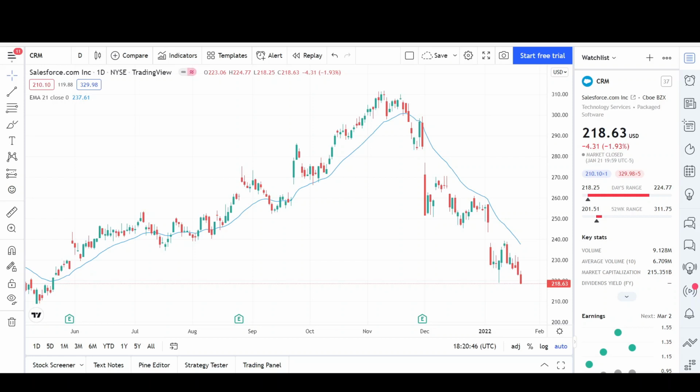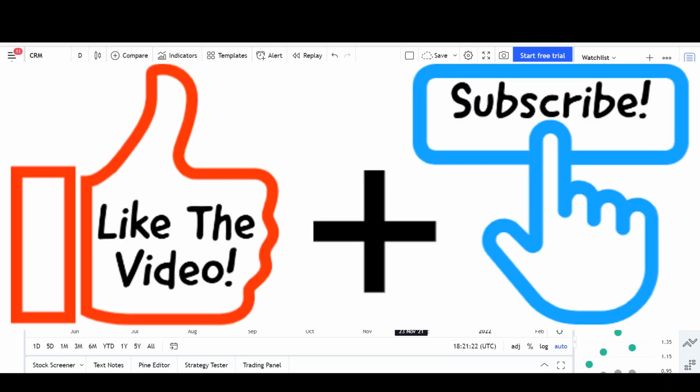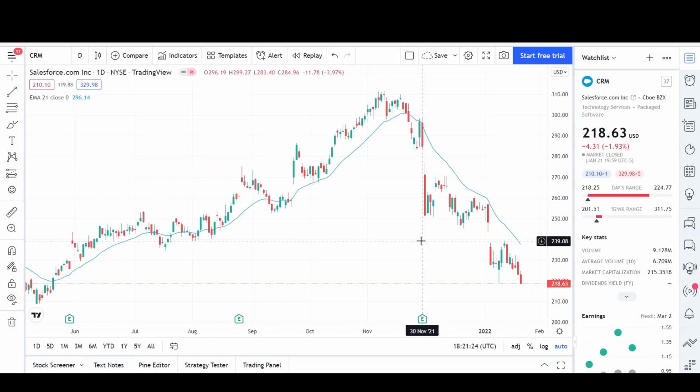I will first go over what I see on the daily chart and finish the video off with the weekly chart. This is my first time doing a technical analysis breakdown for Salesforce, so this will be pretty interesting. So let's take a look at the daily chart.